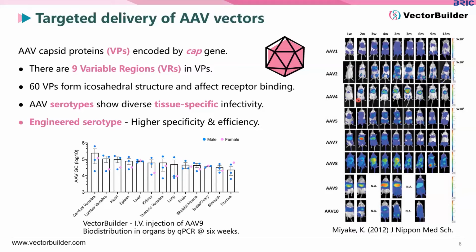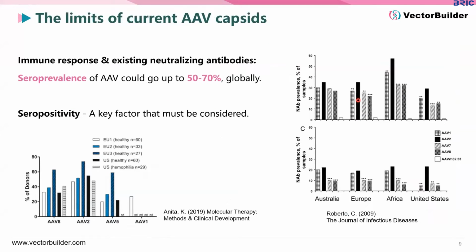So now that we know they have different specificity and efficiency, what's next? People want to look at engineered serotypes to increase specific delivery, minimize the dosage, and then increase the effect. There is also another concern about using AAV serotypes, particularly the wild type AAV serotypes: there is an existing immune response and existing neutralizing antibodies in certain communities.